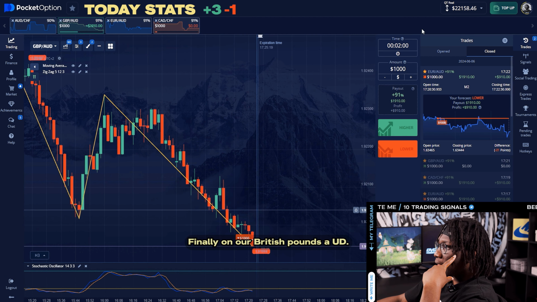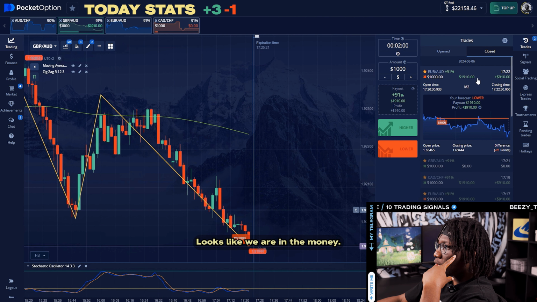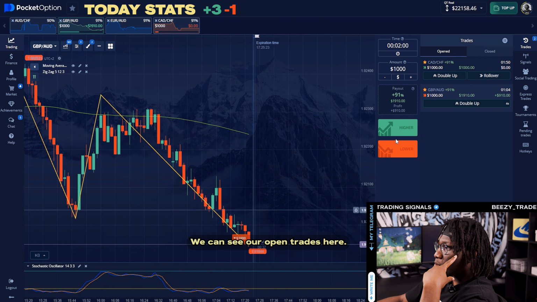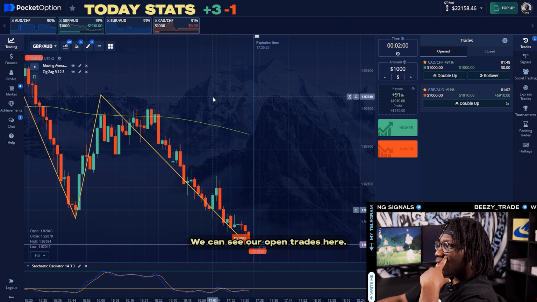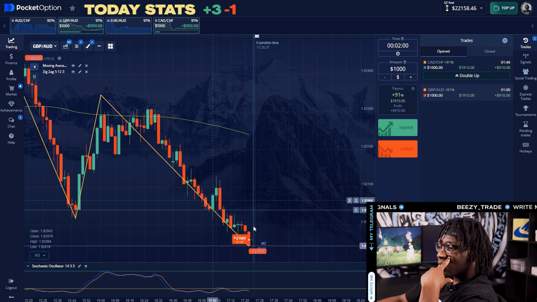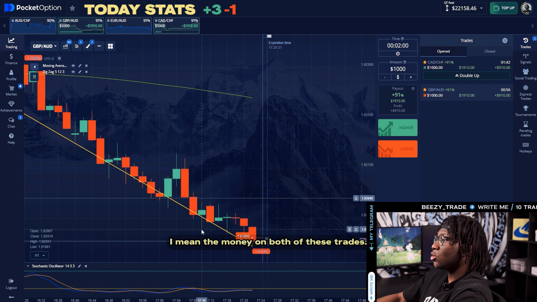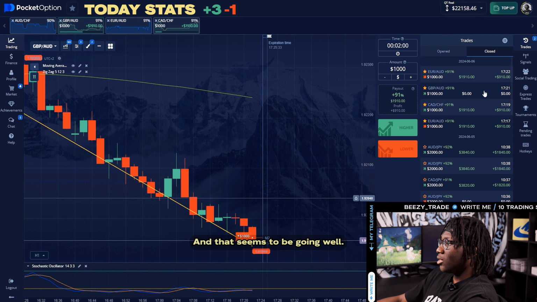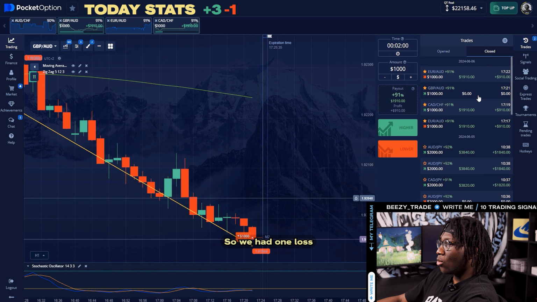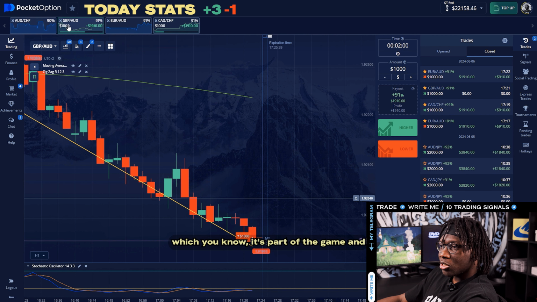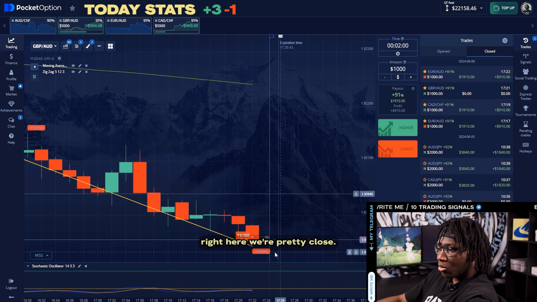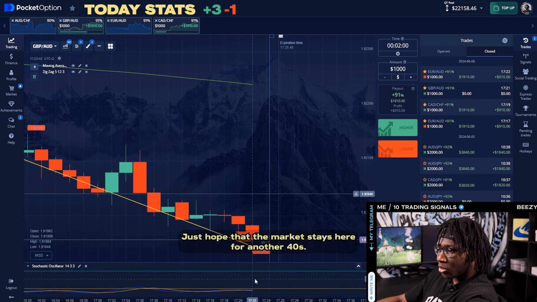Finally, on our British pounds AUD, looks like we are in the money. We can see our open trades here. Finally in the money. We're in the money on both of these trades. And that seems to be going well. So we had one loss, which, you know, is part of the game. And right here, we're pretty close. Just hope that the market stays here for another 40 seconds.